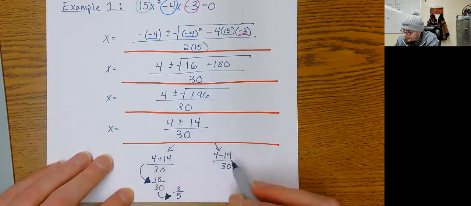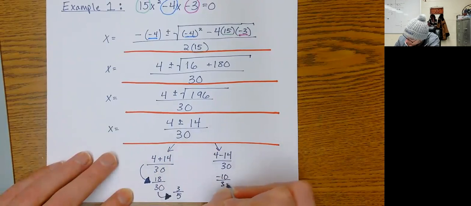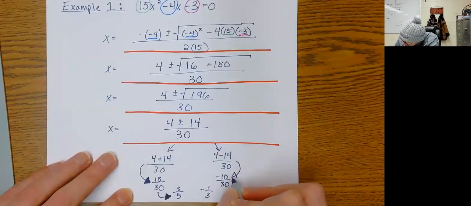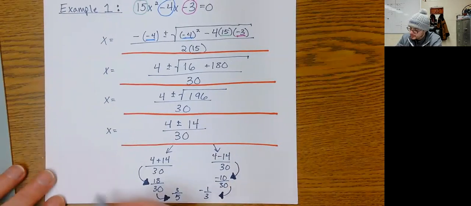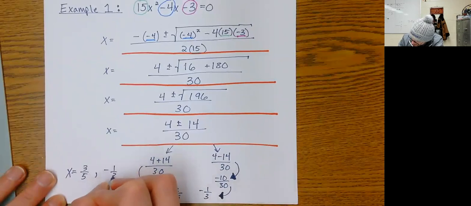So how about over here? 4 minus 14 is going to be negative 10 over 30. And I can obviously factor out a 10 out of that. So I'll divide 10 out and I get negative 1/3. So that goes to that. See if I can make these arrows a little bit better this time. That goes to that. All right, so those would be my 2 answers. So I get x equals 3/5, comma, negative 1/3.